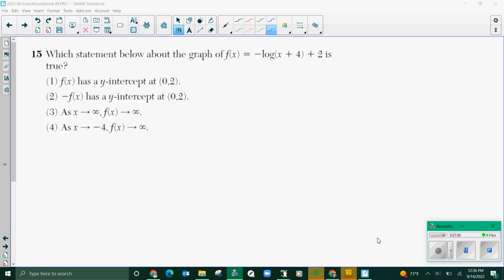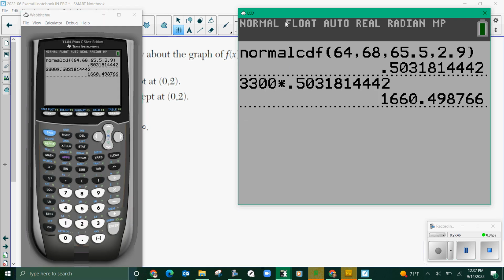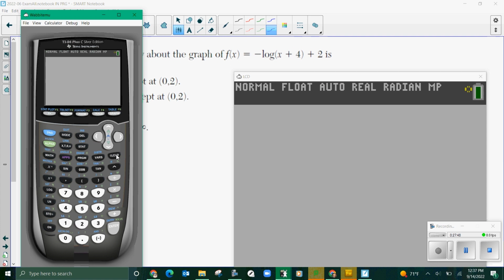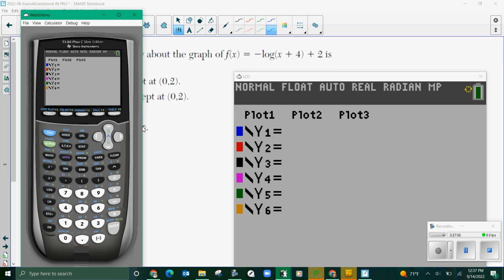Two more problems, 15 and 16. Let's go. 15. Which statement below about the graph of f of x equals the negative log of x plus 4 plus 2 is true? Three of these are false. One of them is true. Let's graph it, okay? So what I'm going to do, I'm going to clear this out, and I'm going to go right to y equals, and I will do this in red. Red seems to stand out a little bit better.